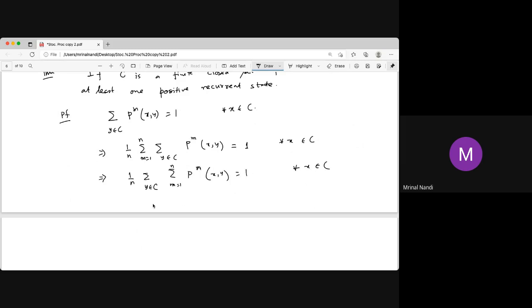Now what is this? This is nothing but G_n(x, y). So it is the sum over y belonging to C of G_n(x, y)/n, where G_n(x, y) is the sum over m equal to 1 to n of the m-step transition probability from x to y, divided by n, and that is 1.